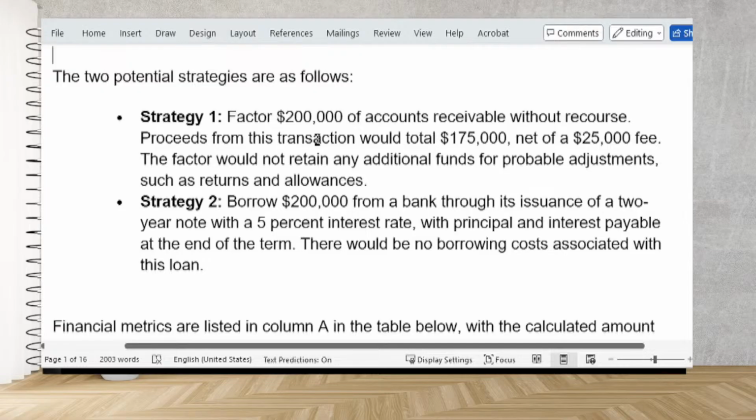So in the first case, current asset decreases by 25,000, and in the second case the current asset increases because the cash gets increased. And the liability goes to non-current liability because we are paying after 2 years. So in the second case, current asset increased by 200,000. In strategy one, current asset decreased by 25,000, and in the second case, current asset increased by 200,000. Okay, so we'll see.